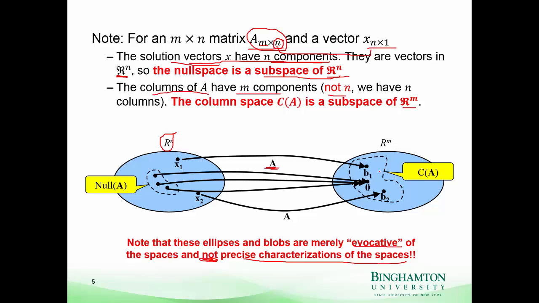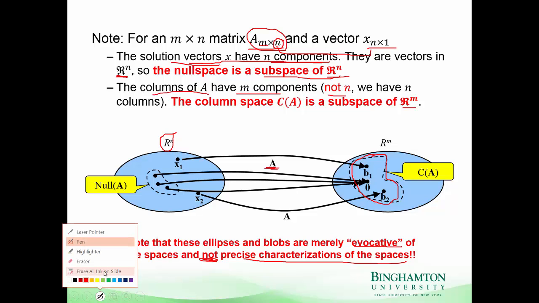So this little dashed thing here, it's not really kidney shaped, I don't know what it's shaped like, but that little dashed region, that's what I'm saying, again, evocatively, is the column space of A.